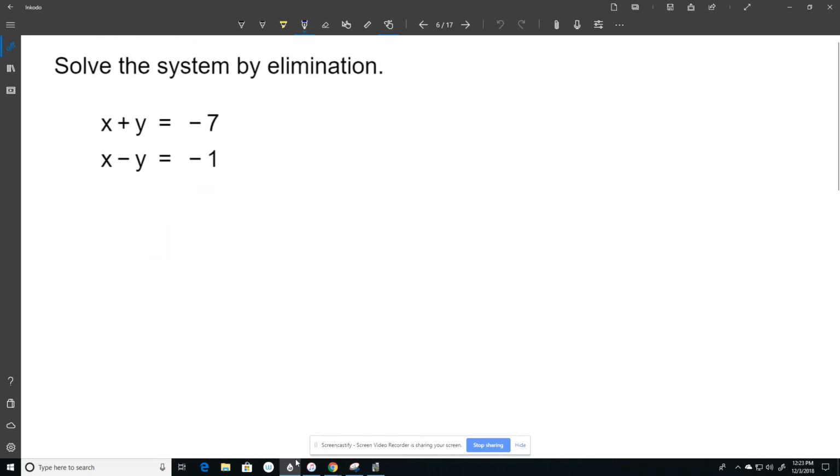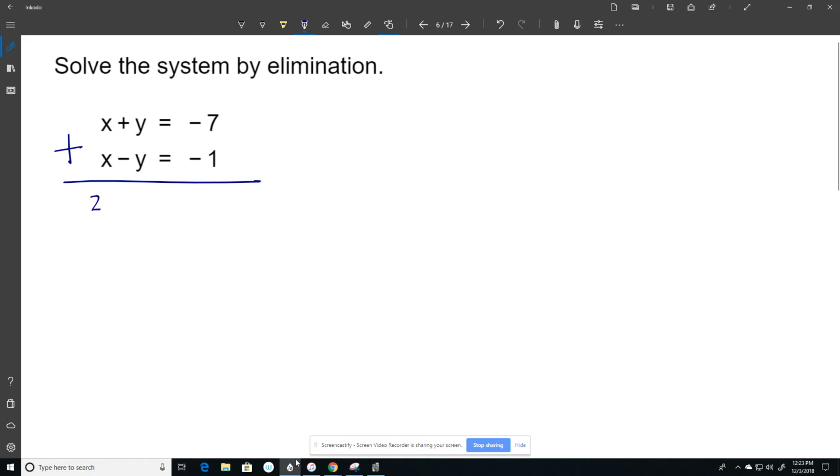All right, number 6, solve the system by elimination. x plus y equals -7, x minus y equals -1. Elimination, remember, we can either add these together because the x's are the same, and the y's happen to be the same. So I can take this entire equation and add it to the second equation. In this case, we can add or subtract. If I add, my y's are going to go away; if I subtract, x's. So I'm going to go ahead and add.